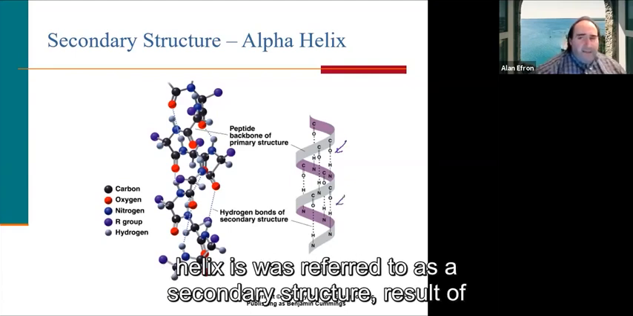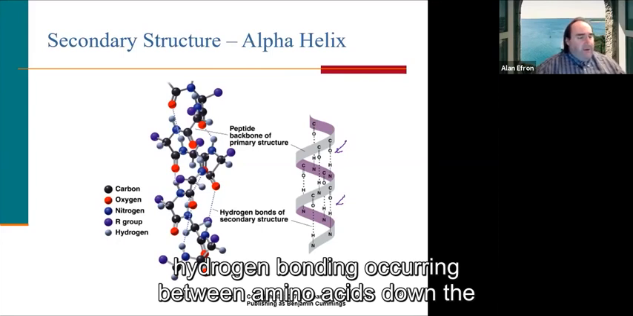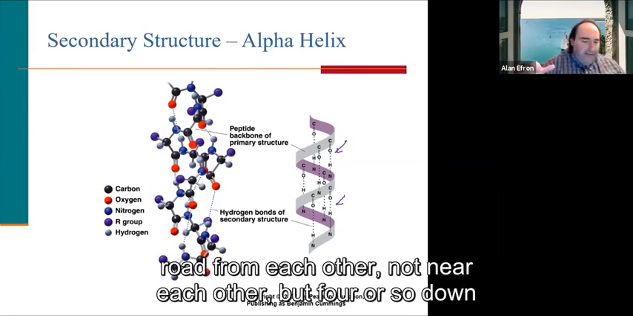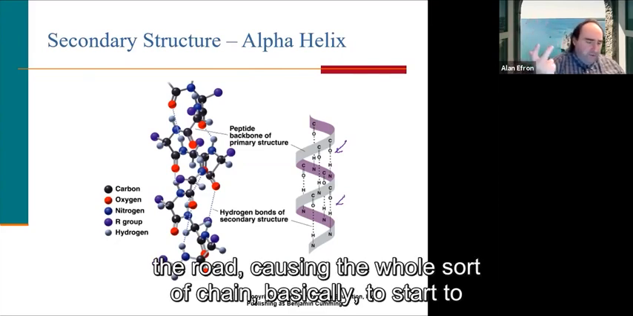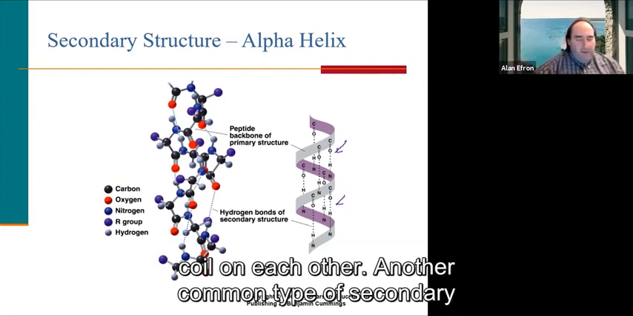So this alpha helix is what is referred to as a secondary structure, the result of hydrogen bonding occurring between amino acids down the road from each other, not near each other, but 4 or so down the road, causing the whole chain basically to start to coil on itself.